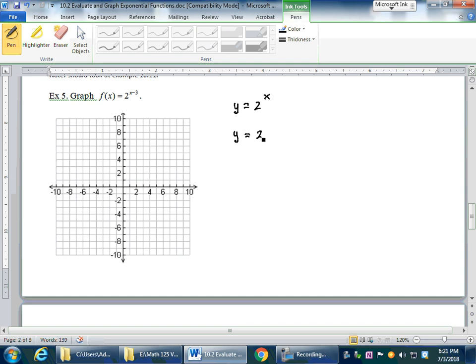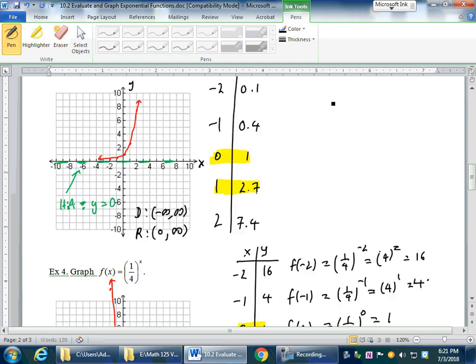And notice that I'm subtracting 3 from x. So that basically tells me it's going to be shifted to the right 3 units from the original graph. So how do I graph this original graph, the parent graph, quickly? By remembering the 2 points that we talked about before and then the shape of the graph.